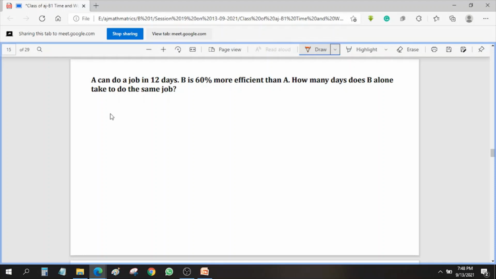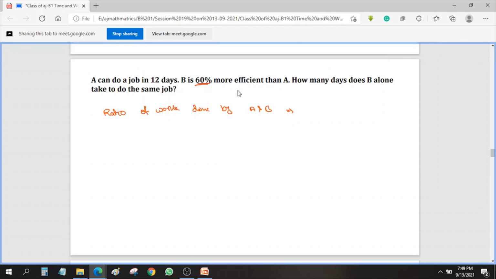Now when we write the ratio of work done by A and B, here it is talking about percentage. B is 60% more efficient than A. So 60% more means 160 percentage. Now when it comes to work, B is greater because B is 60% more, so A's efficiency is less than B's efficiency. Now when it comes to time, A takes more time than B, because A's efficiency is less.